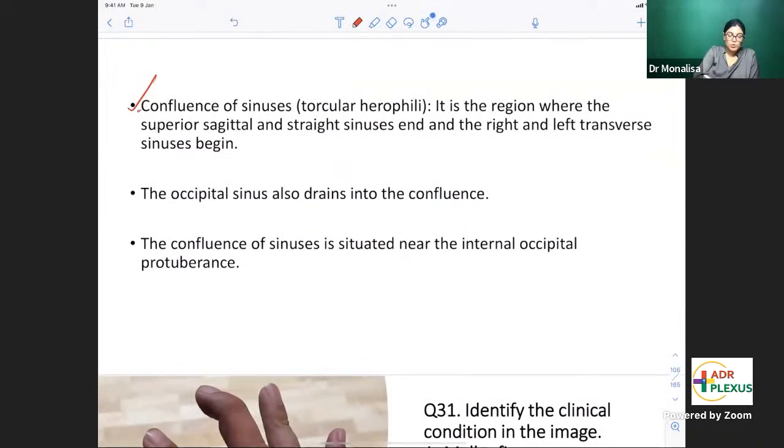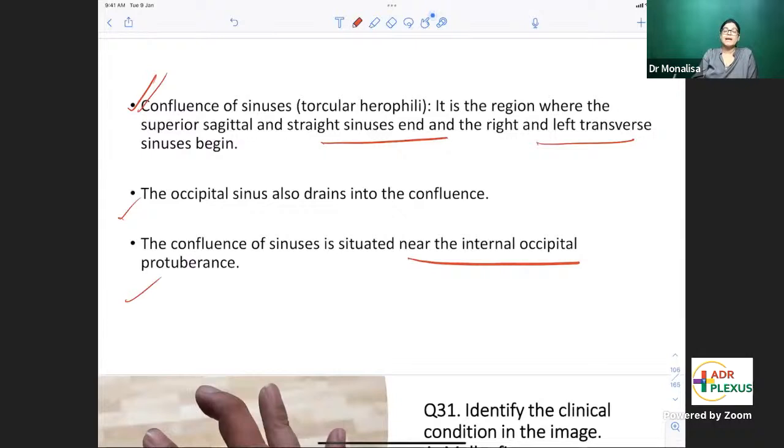Now, the other important point I want you to know is the confluence of sinuses, which is also called the torcular herophili. It is the region where the superior sagittal sinus continues with the straight sinus, and it ends at the level where the right and left transverse sinuses begin. The occipital sinus also drains at this level. The confluence of sinuses is situated on the inner aspect at the level of the internal occipital protuberance.